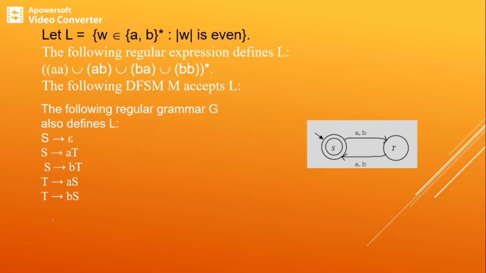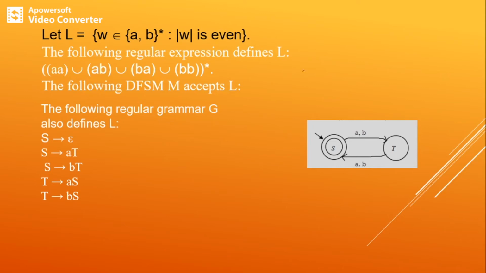L equals W belongs to {A, B} star such that the length of W is even. So how do we write a regular expression for that? Length of W is even. When I say the length of W is even, it is a multiple of strings of length 2. That's why from A, B you can have strings of the form AA, AB, BA and BB. Any one you can take and you can repeat. That's why it's a union of all these strings of length 2 and the whole star. Why the whole star? Repetition of this. Epsilon is obviously of even length, so the whole star is required.